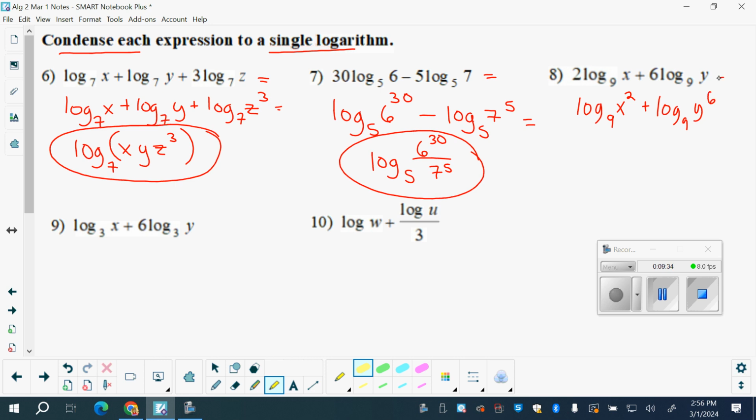That's right. So now when it is addition, addition becomes multiplication. So we're going to rewrite this as multiplication of 1 log base 9 of x squared y to the 6th. And that's your answer. That's 1 log. So we condensed into 1 log on these. The others we expanded. Go ahead and do the number 9 as your try.